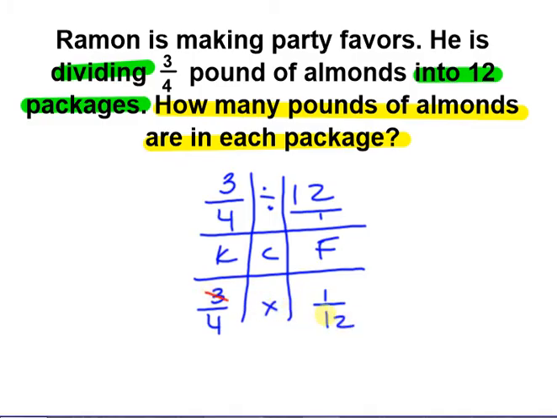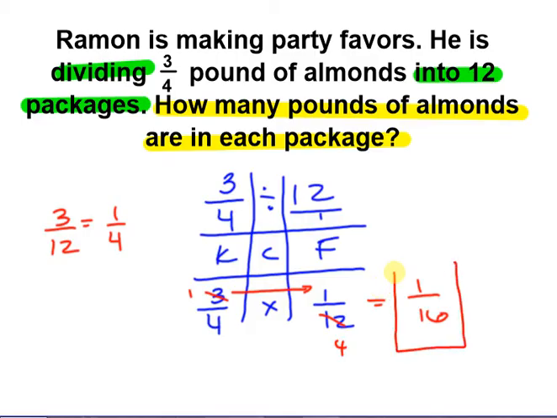So I see that my 3 is on top and my 12 is on the bottom, and I know that would simplify to 1/4. So my 3 becomes a 1, my 12 becomes a 4. Now I can multiply straight across. 1 times 1 is 1, 4 times 4 is 16. So each package is going to have 1/16 of a pound.